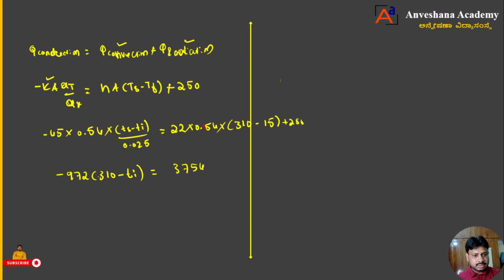What I will do now, dear students, is remove this minus sign. How can I remove it from 972? I will take Ti to this side. Then I will write 972 Ti minus 310. Hence the negative sign is removed. Therefore it is equal to 3754. Okay, fine. Now I will take this to the right side. Ti minus 310 is equal to 3754 divided by 972. Then what will be the answer?